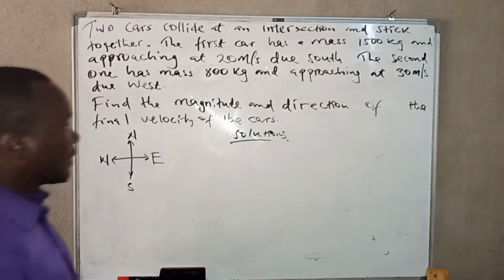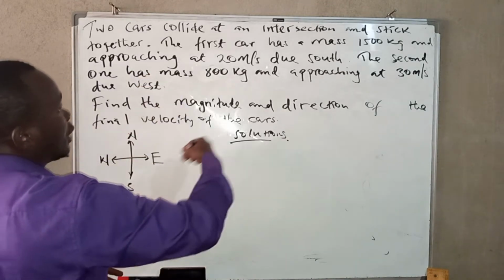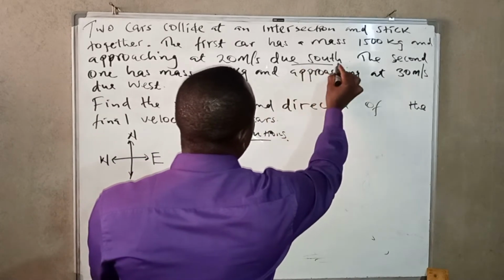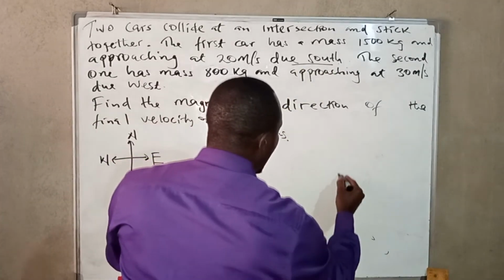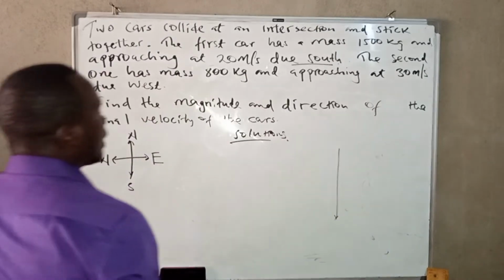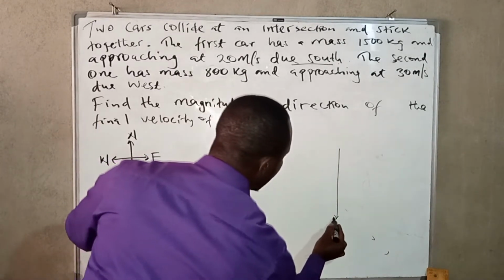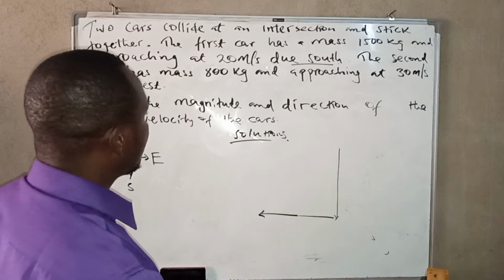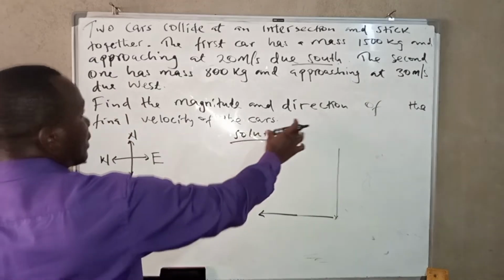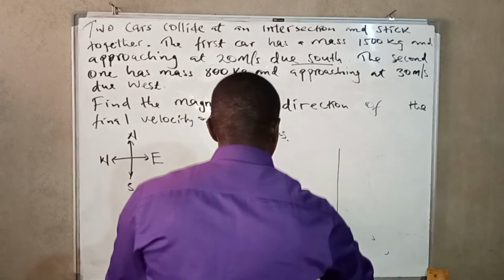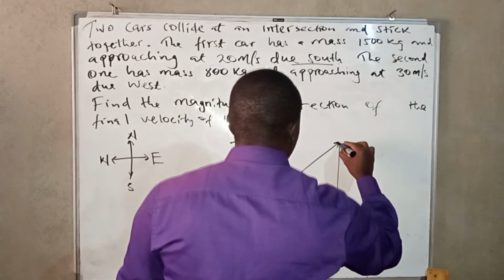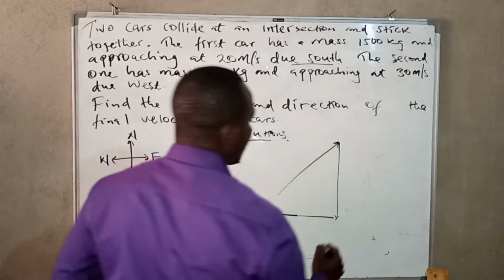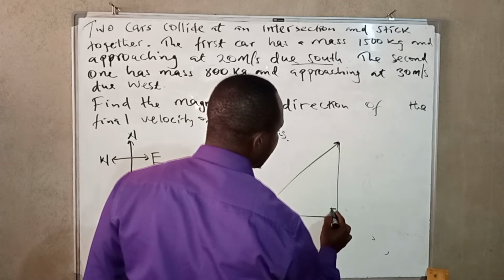So we have the first car that is going in the southern direction, due south. Then we also have the second one which is going in the western direction. Then we are told to find the magnitude and direction of the final velocity. So let us say this will be the final after meeting. Okay, so this is forming a 90 degrees here.